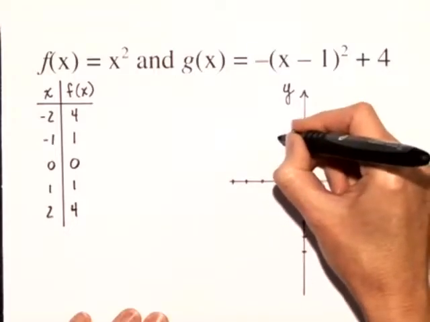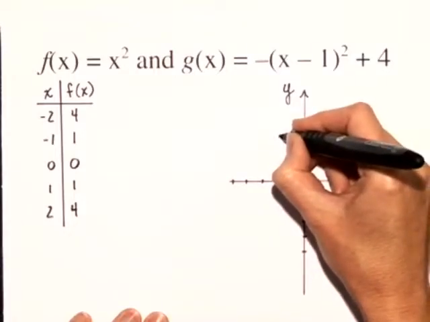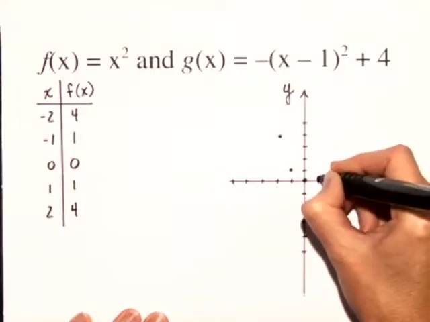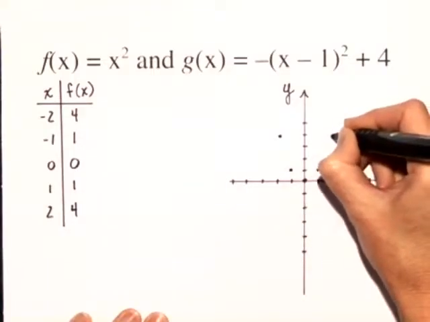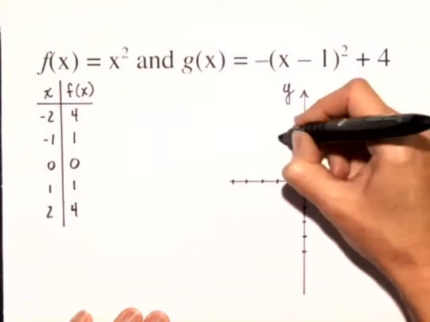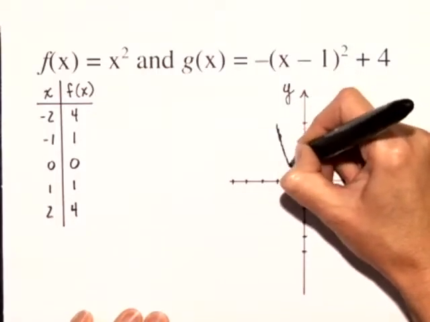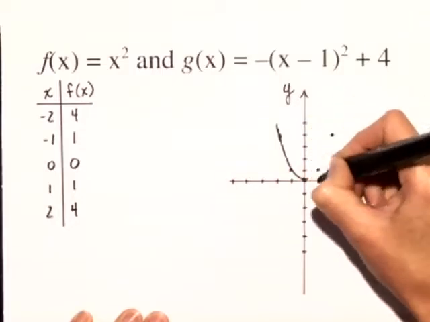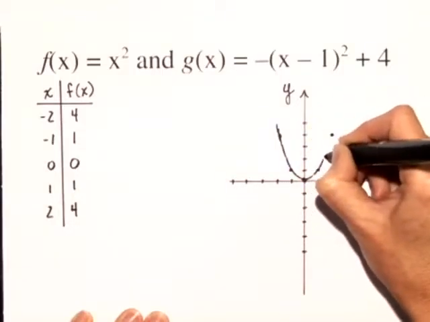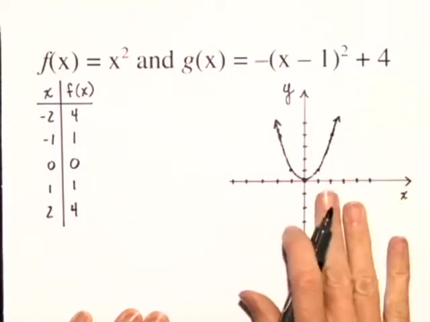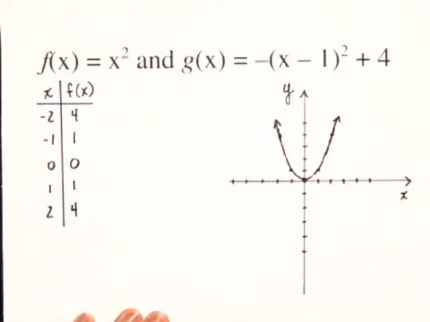We have -2, 4, -1, 1, 0, 0, 1, 1, and 2, 4. This is our parabola. We'll connect it and make a smooth curve. And this is the graph of f of x equals x squared.